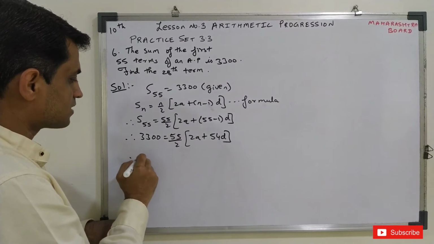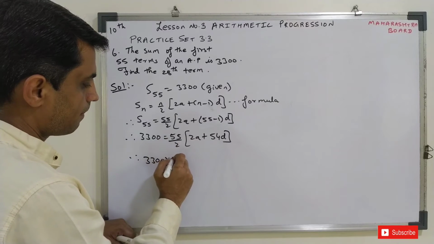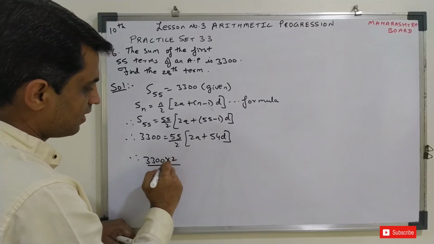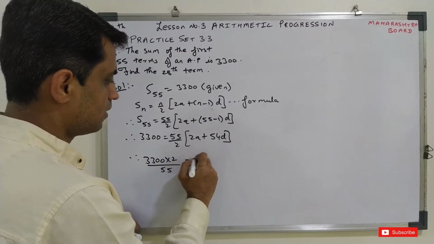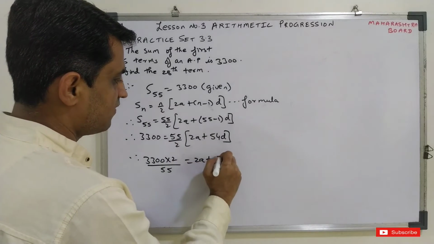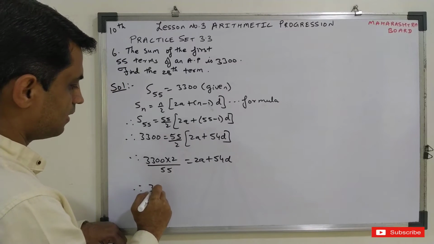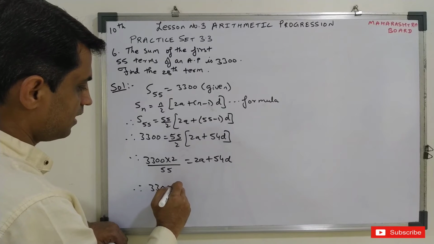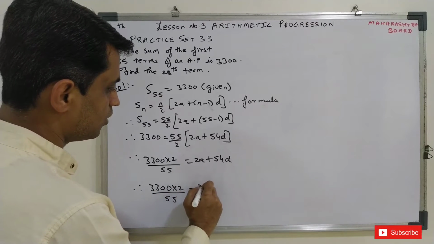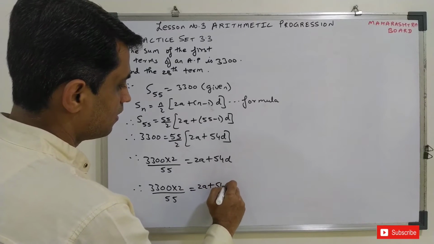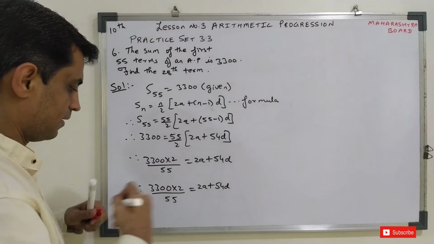Now let us do the cross arrangement. This 2 will go here, this 55 will come down. This cross arrangement is called transposing the terms. So 3300 into 2 upon 55 is equal to 2a plus 54d. Let us check the calculation.